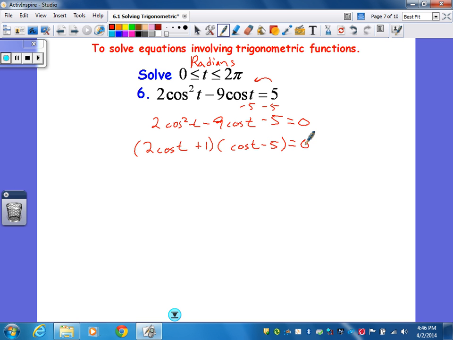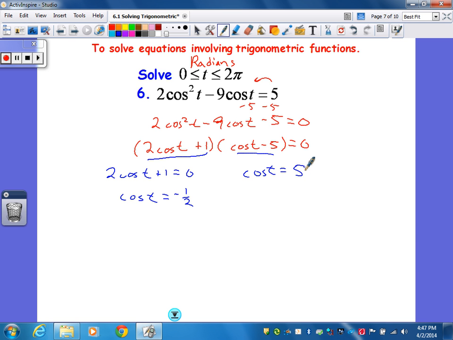So once again, you just set both these terms, this term here and this term here, to 0. So 2 cosine t plus 1 is equal to 0. So cosine t is equal to negative 1/2. And this term here, cosine t, right away I'm just going to write cosine t is equal to 5.